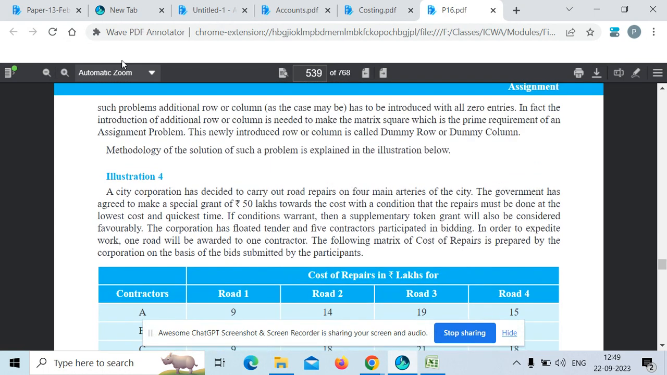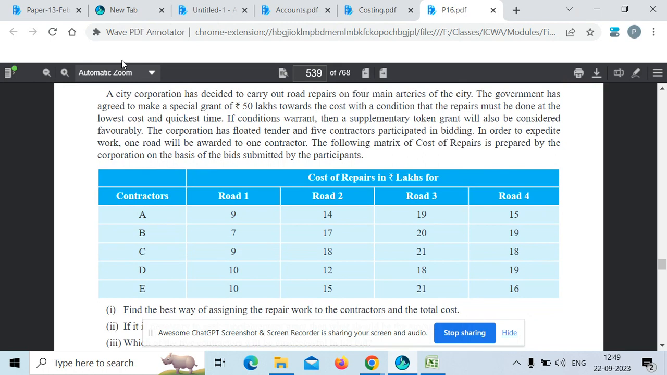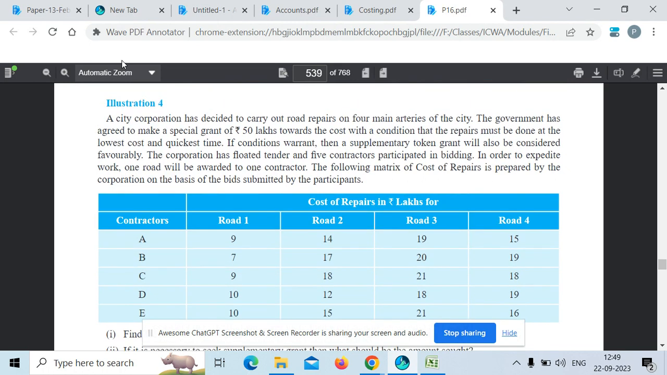This is an unbalanced one. Okay, unbalanced equation. A city corporation has decided to carry out road repairs on four main arteries of the city. The government has agreed to make a special grant of rupees 50 lakhs towards the cost with the condition that the repairs must be done at the lowest cost and quickest time. If conditions warrant, then a supplementary token grant will also be considered favorably. The corporation has floated a tender and five contractors participated in bidding.